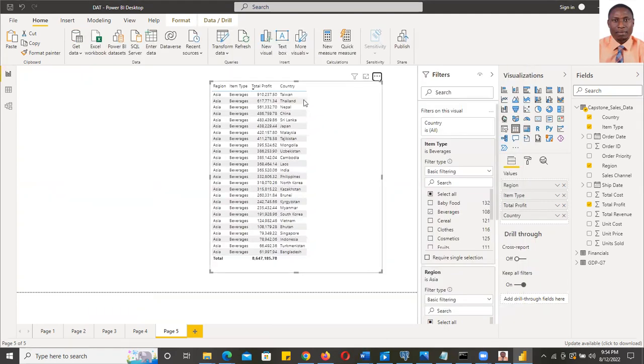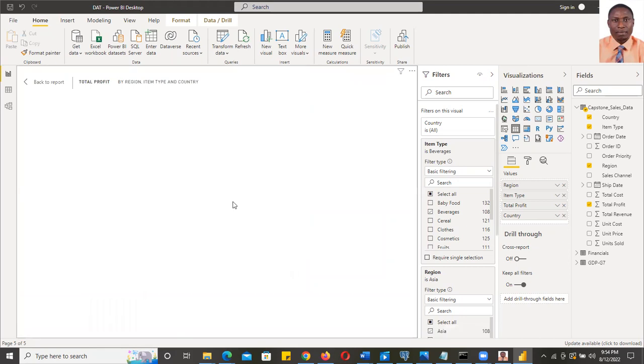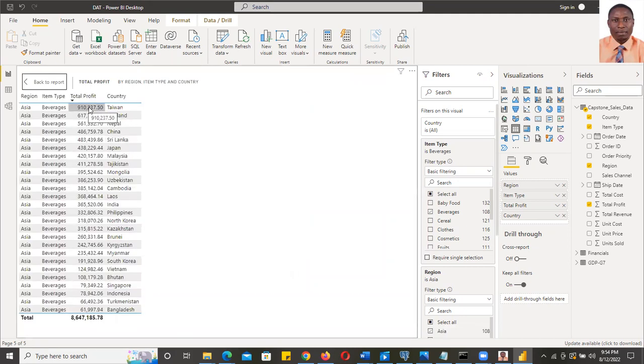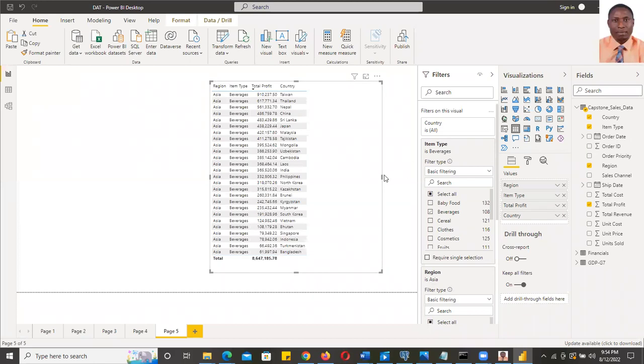The question says the most profit in beverages. The most profit in beverages is from Taiwan, which is now around 10,000. Good.